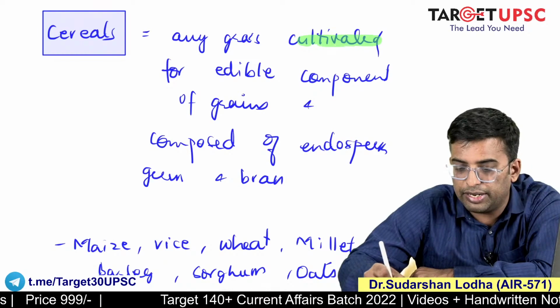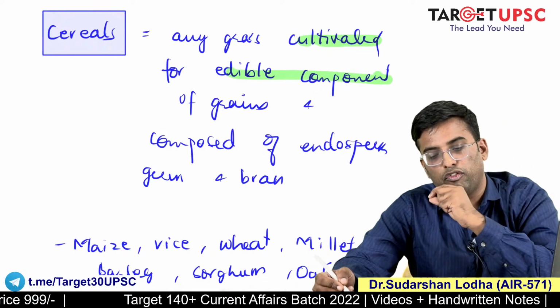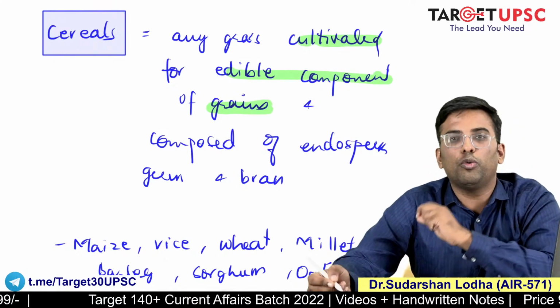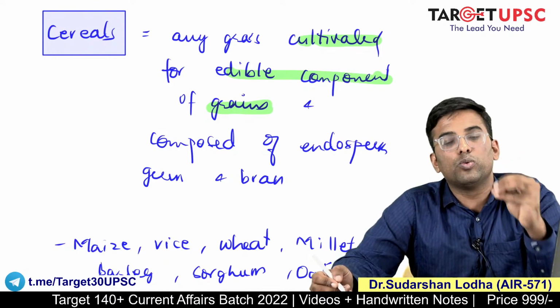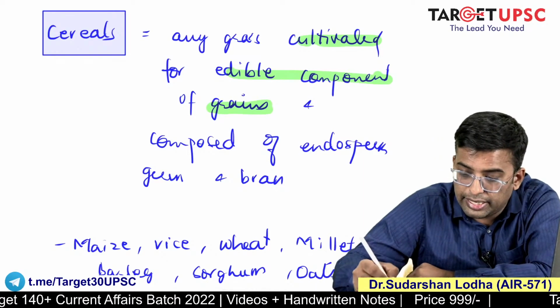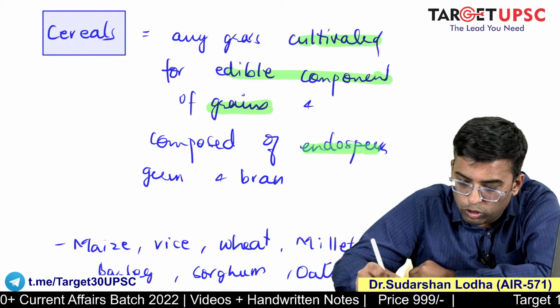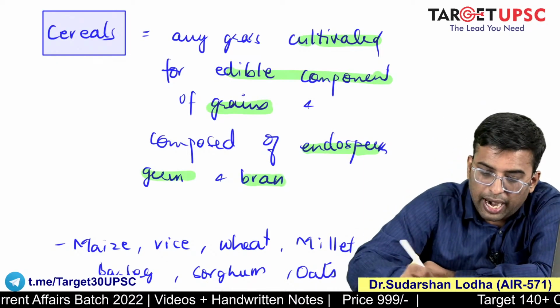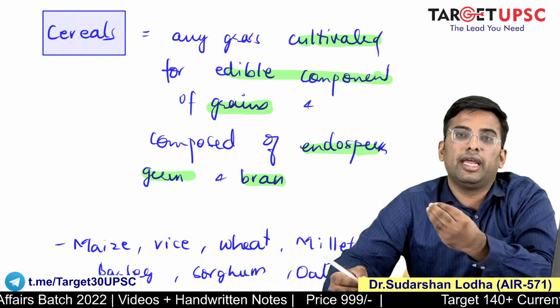Cereals are any grass cultivated for edible component of grains. तो जो भी grasses grow करते हैं और उस grass में से अगर कोई grain तैयार होता है which is used for edible content, and that grain is composed of endosperm, germ and bran, that type of grain is known as cereals.